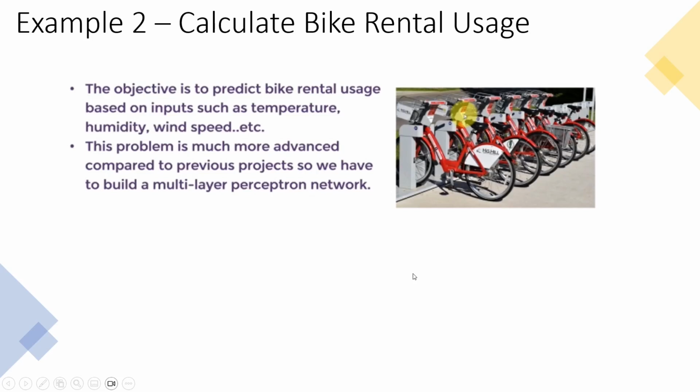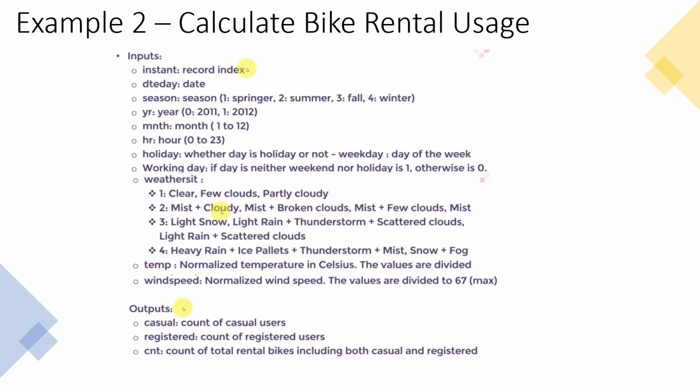So in our second example, we will be calculating the bike rental usage. The objective is to predict the bike rental usage based on inputs such as temperature, humidity, wind speed, and other stuff. This problem is much more advanced compared to the previous example, because we had one neuron and one input. Now we have quite a few inputs. So we need to build a multi-layer perceptron network. The network we will be creating will be a little bit more complicated than the previous example.